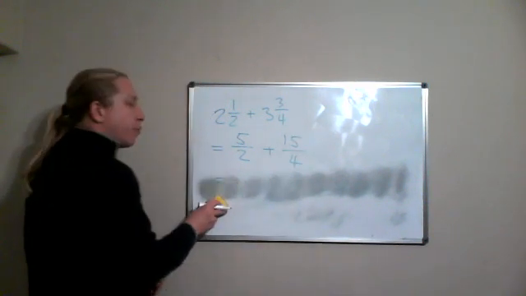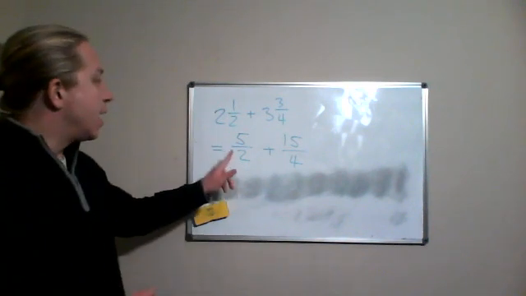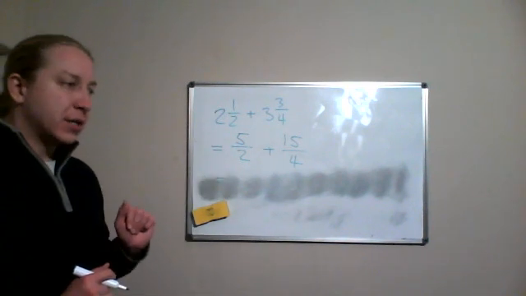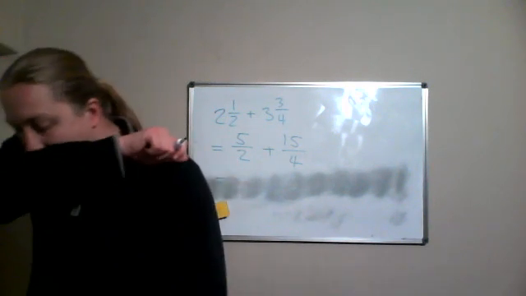Right, now we have the problem of addition, but we need same size pieces. So can we turn one of the denominators into the other one for the shortcut? Yes, I can.